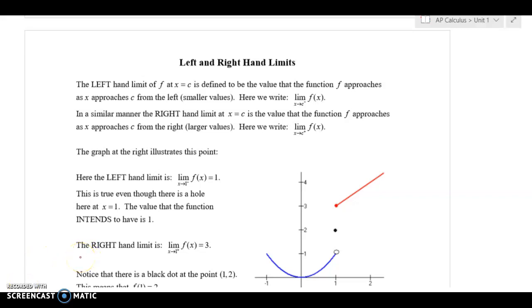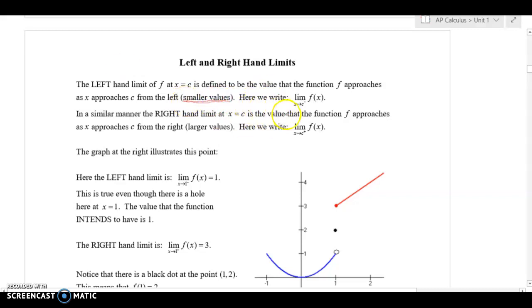So in today's session, we're going to talk about left hand and right hand limits. And that just basically means you're going to look on the left side of the limit. So anyway, I'll walk you through this. The left hand limit of f at x equals c is defined to be the value that the function f approaches as x approaches c from the left. Smaller values of x, or less than values of x, right?